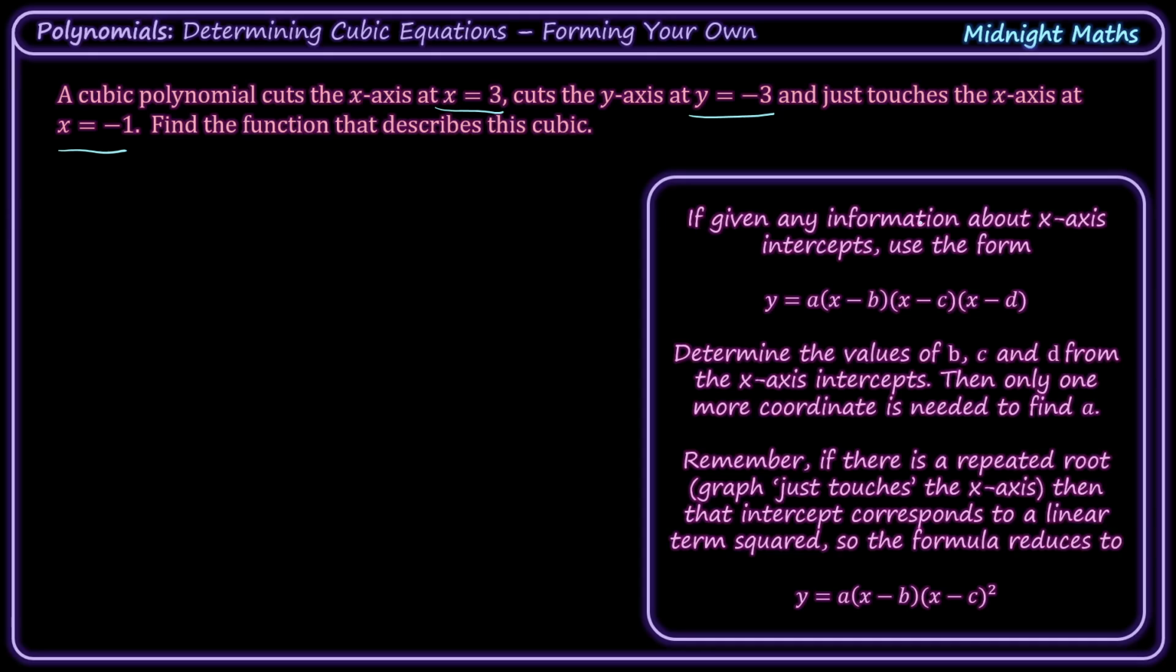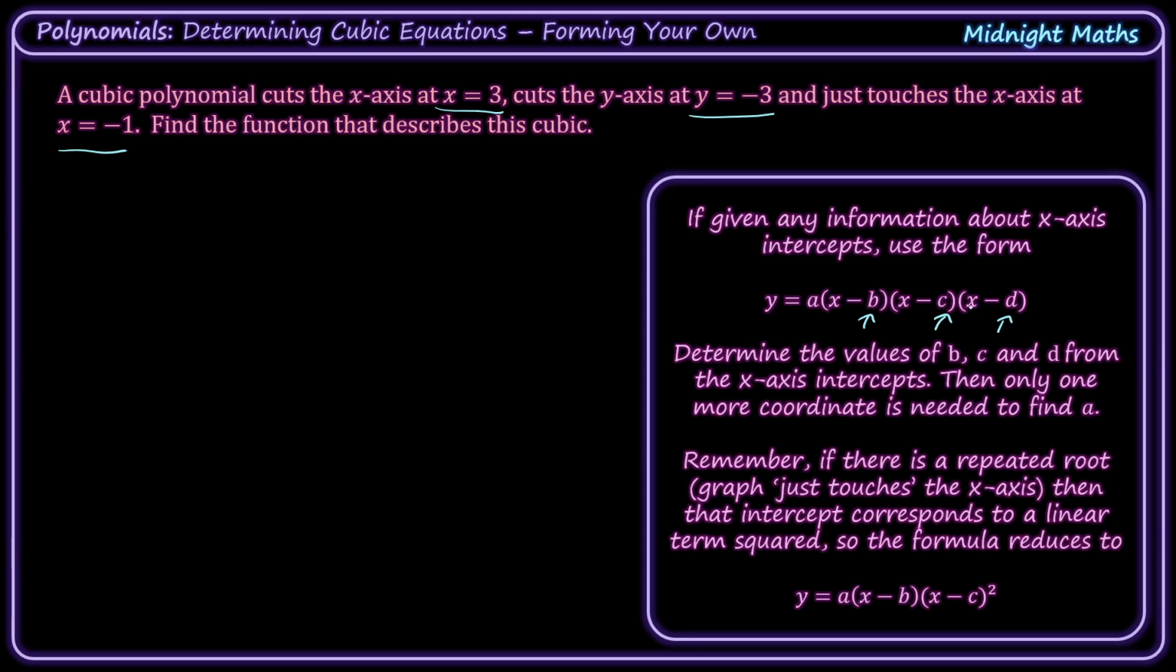Now, here is a bit of information about what to do when you have a question describing x-axis intercepts. When you have information about x-axis intercepts in a cubic, you can write out the general form looking like this, with a coefficient at the front and then a bracket corresponding to each of your x-intercepts. So you can start by finding those values B, C, and D based on the x-intercepts in the question. And this could even be from a graph. You could have seen a sketch where you can see each of the x-axis intercepts, and those are the ones that we'll put into the formula.